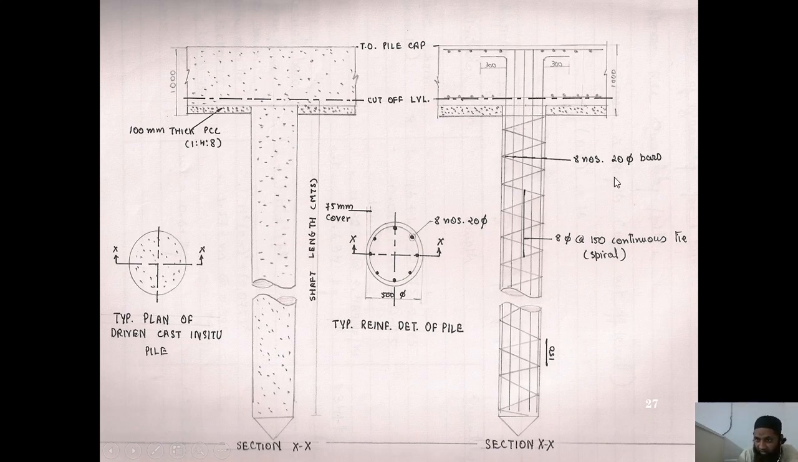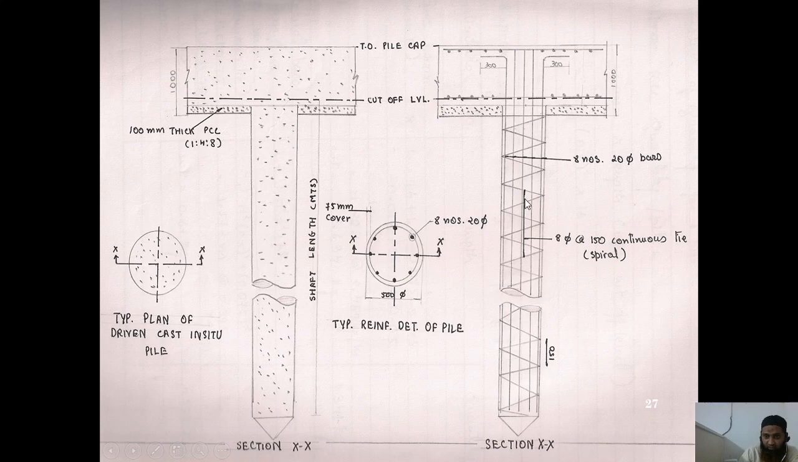You can just see here 8 numbers of 20 dia bars. 8 numbers of 20 dia bars are here, and what has been marked here is 8 dia bars at 150, continuous tie spiral 8 dia. Okay, fine. You can just see this is the distance, or this is the spacing. You can see it is 150 from here to here. You can just understand 8 dia at 150 continuous spiral ties. You can see 8 numbers of 20 dia bars in this cross section. So basically this is the type, and a 15 cover has also been provided.